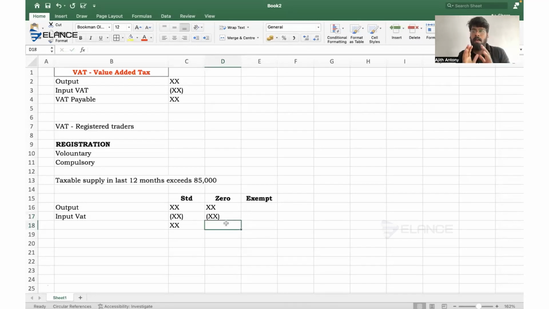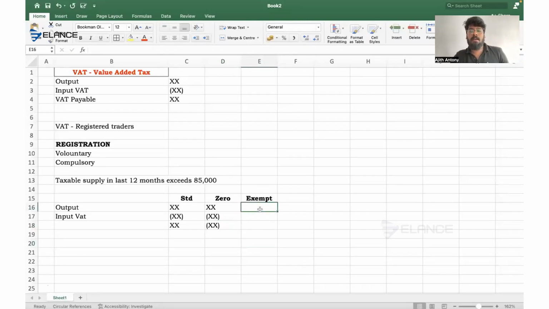Okay, so here under the zero rated supply, I cannot collect the output VAT from my customers. So I don't have any output VAT, and I don't need to pay any output VAT to HMRC. And if there's any input VAT already incurred for making this zero rated supply, I can reclaim that input VAT from the HMRC. So I'll get a refund from HMRC under the zero rated supply.